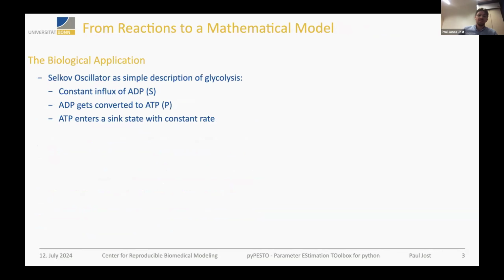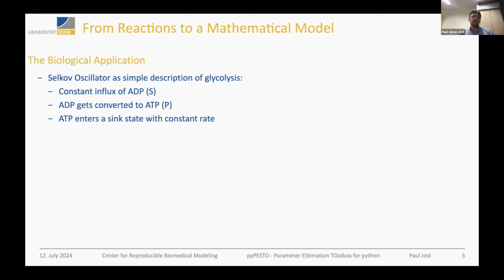Okay. So, from reactions to a mathematical model, I chose a very simple biological application that always baffled me when I first stumbled over it. It is the Selkov oscillator. It's a very simple description of glycolysis, and it only consists of three reactions. It assumes a constant influx of ATP, which henceforth we'll call S or substrate. Then ADP gets converted to ATP, which we'll call product or P.